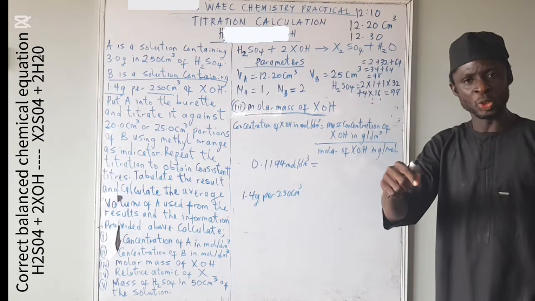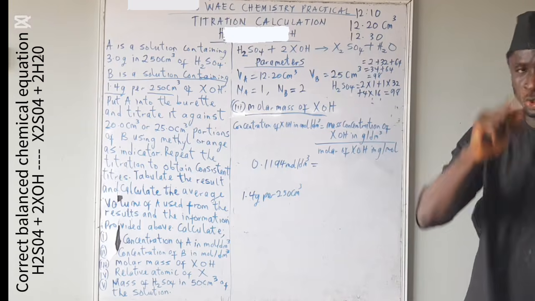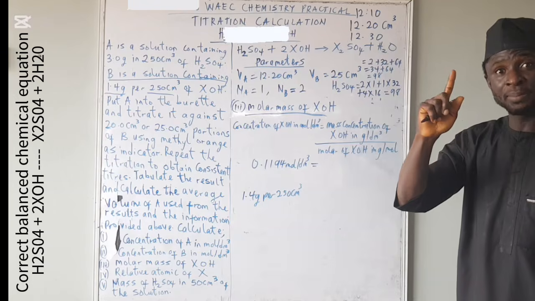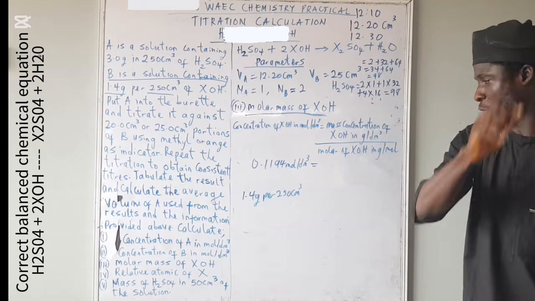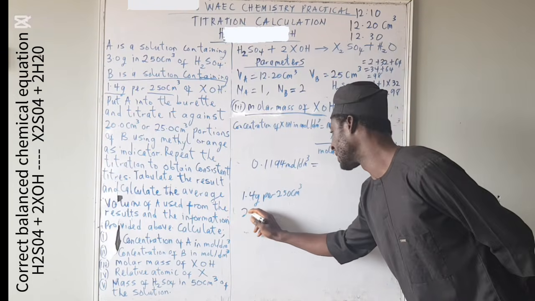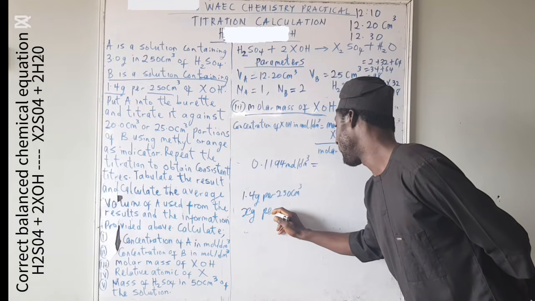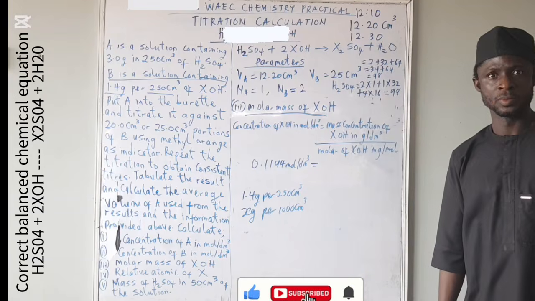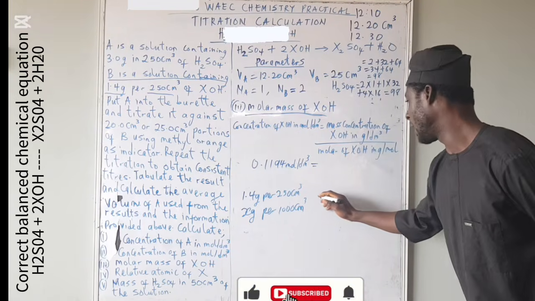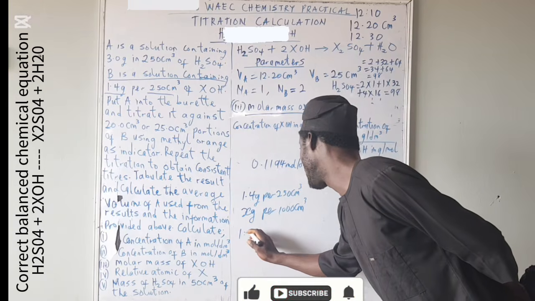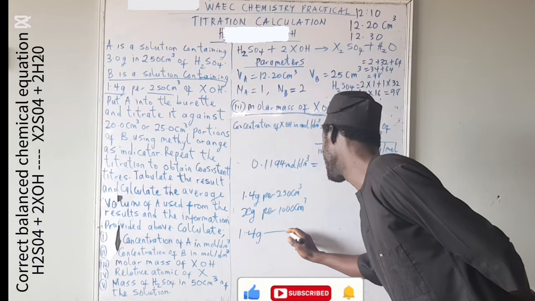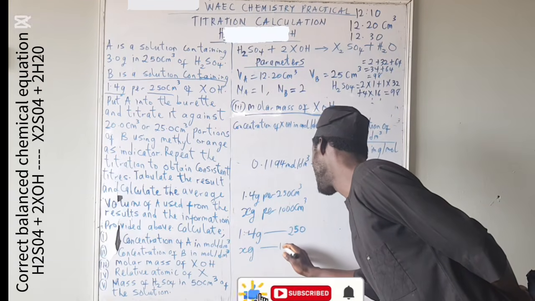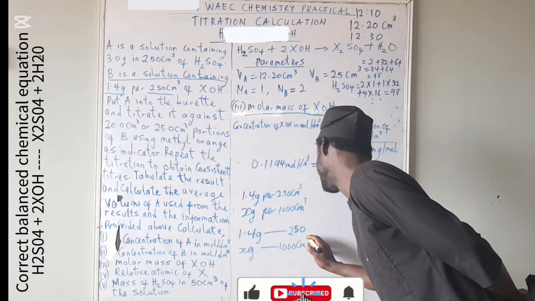But to get your mass concentration, you want to get how much mass is in 1000. That will give you your mass concentration, which is how many grams is in 1 dm cube, or how many grams is in 1000 cm cube. So we need to find that one. Now, that's what we want to do. So let's do that. That will be 1.4 gram is in 250. How many grams will be in 1000, which is my gram per dm cube?